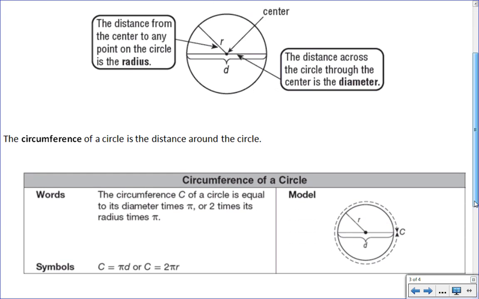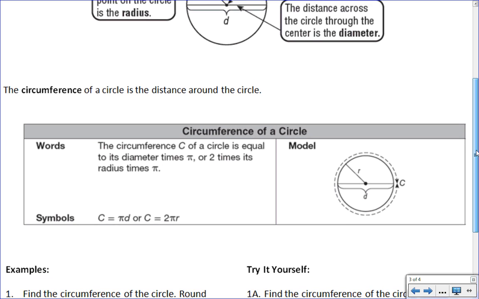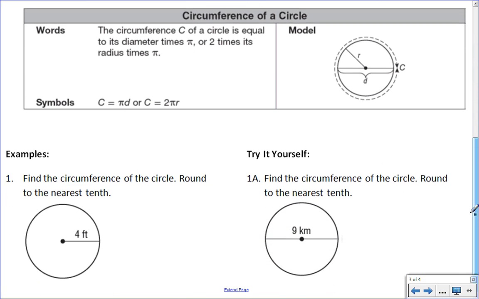So it's like perimeter, but for a circle. And the formula for those, there's two formulas we can use depending on whether we have the length of the diameter or the length of the radius. But for the diameter, it's just C equals pi times d. But if we have radius, it's C equals 2 pi times r. So we just want to make sure we're using the correct formula for what information we're given.